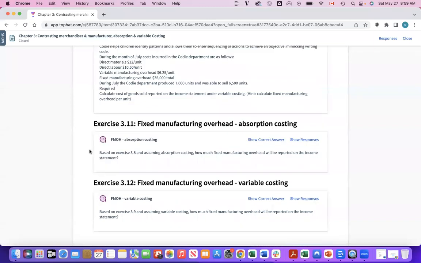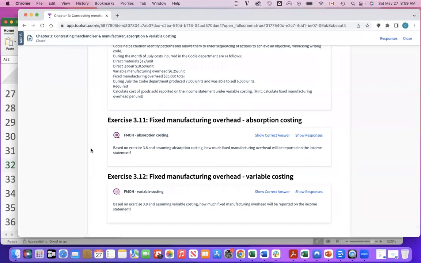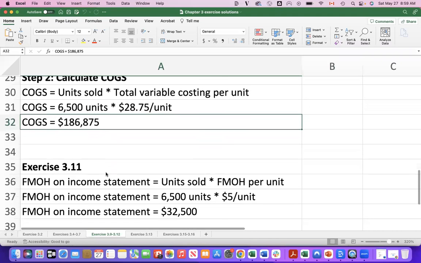Now, exercises 311 and 312 are asking the question, how much fixed manufacturing overhead is going to end up on the income statement under both costing approaches? 311 is obviously dealing with absorption costing, 312 with variable costing. Under absorption costing, you have to ask yourself, what kind of cost is fixed manufacturing overhead? And remember, under absorption costing, fixed manufacturing overhead is a product cost.